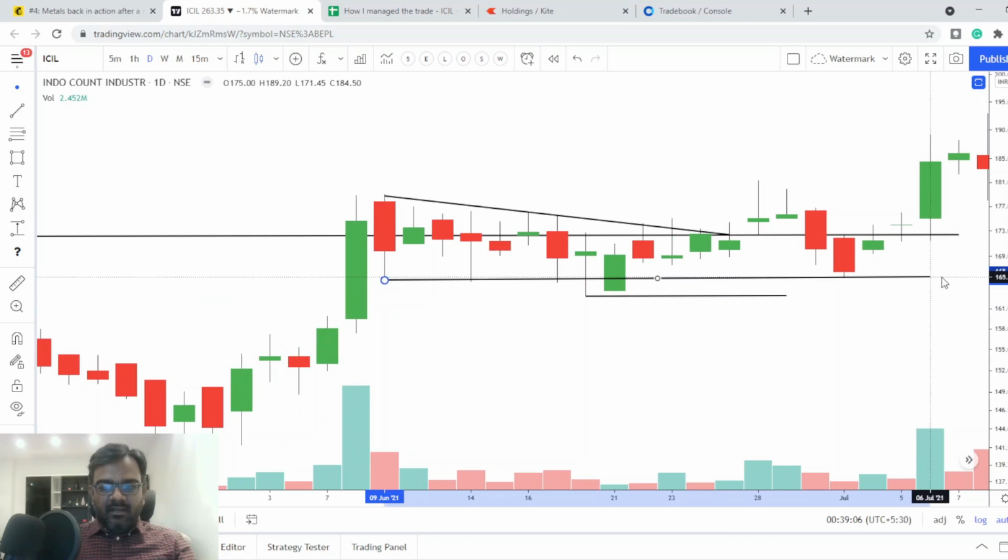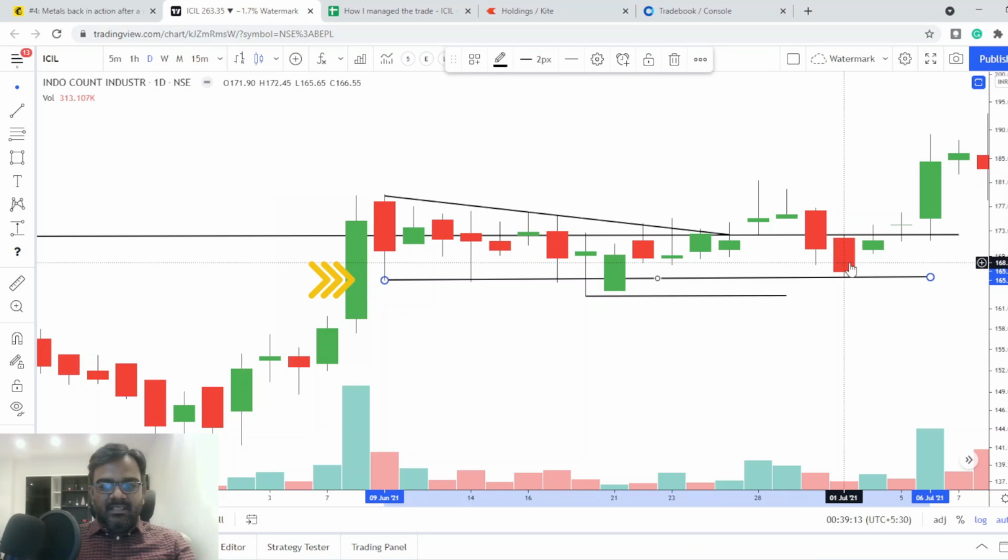The stock again doesn't close below 165. So this is the first attempt, second attempt, third attempt, fourth, fifth, and sixth times the stock tried to go below 165, but it couldn't close below 165. And also if you see, the volumes have started to pick up, right? And also the stock has started going up.